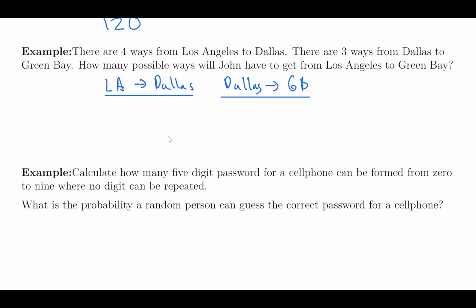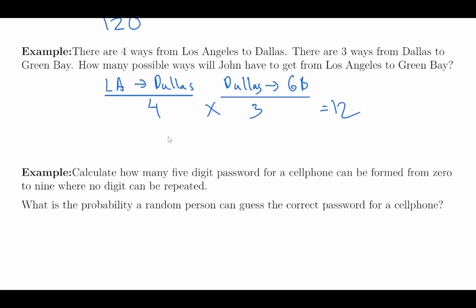Cool. All right, so if you look from LA to Dallas, there's 4 different flights that will take me from LA to Dallas. And then if you look from Dallas to Green Bay, there's 3 different flights that will take me there. So if we do 4 times 3, you get 12. So there's 12 different flight combinations that we could use that will get me from LA all the way to Green Bay, Wisconsin. All right, and that's it for that last example.